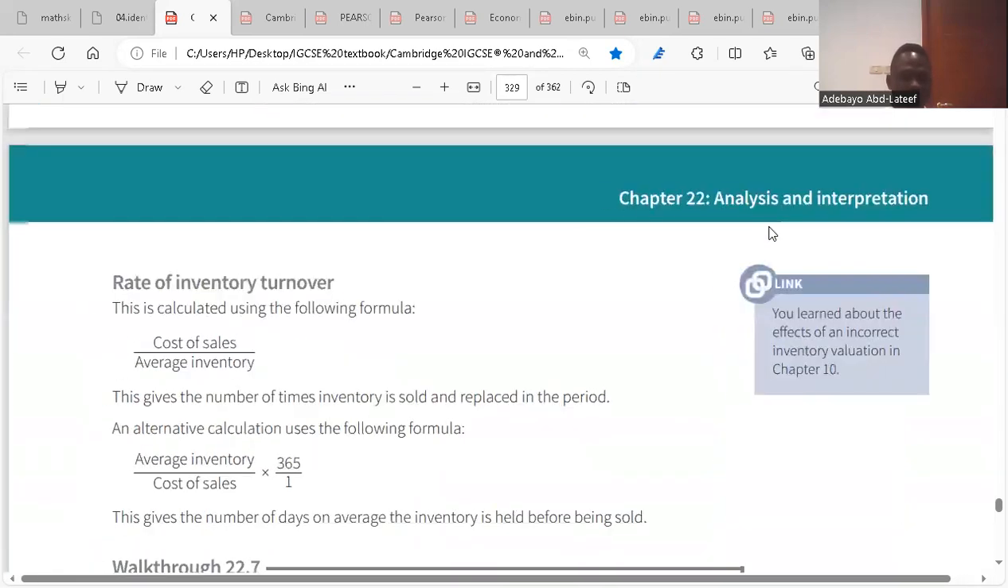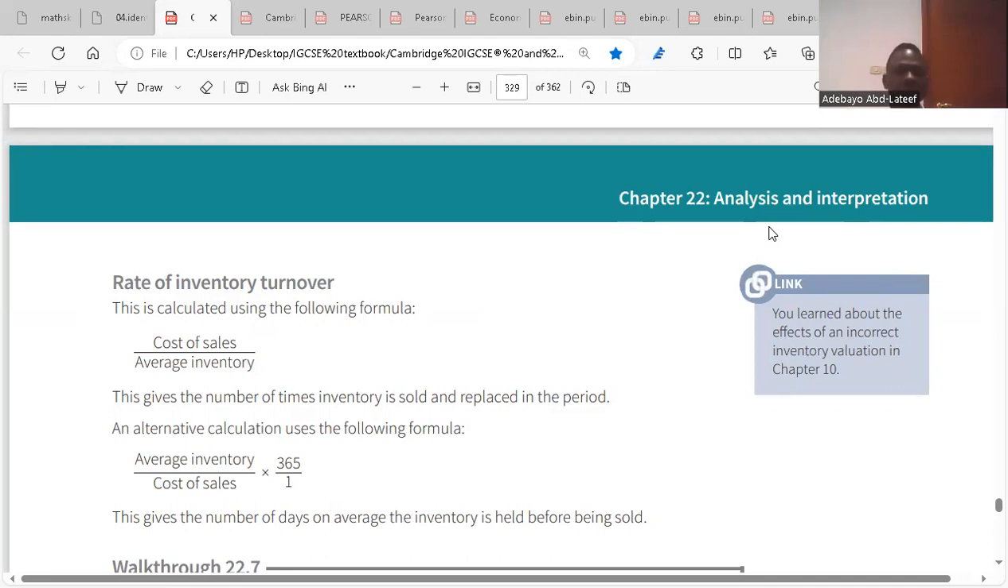So we'll move on to rate of inventory turnover. We talked about rate of inventory turnover before. I said cost of sales divided by average inventory. And average inventory is what? Opening inventory plus closing inventory divided by 2. Remember we talked about it. So let's go to rate of inventory turnover.